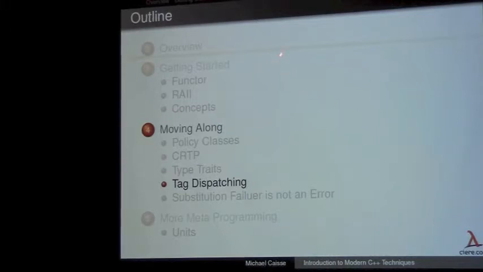All right, so now that we've done functors, RAII, concepts, policy classes, CRTP, type traits, and we jumped over to schema, we're going to come back and do some tag dispatching, and then follow up with some other EPL things. Remember, this is an introduction to modern C++ techniques, which means that you will not leave with the knowledge and abilities to do everything you probably want. You get to go off and read the books that we were mentioning earlier.